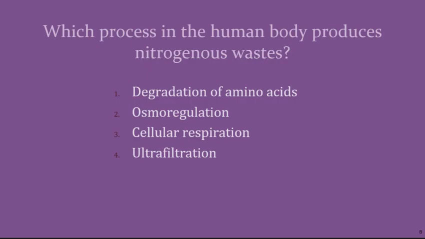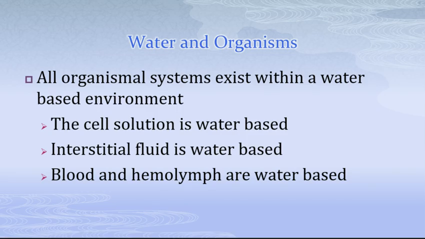Okay, so which processes in the human body produces nitrogenous waste out of the ones listed here? Well, cellular respiration for us, well, for everybody, is going to produce CO2. Ultrafiltration, that is where you are doing that secretion reabsorption thing in the excretory system. Osmoregulation is maintaining a water balance. So degradation of amino acids, which have nitrogen in them, that is going to be the process in this list that produces nitrogenous waste.